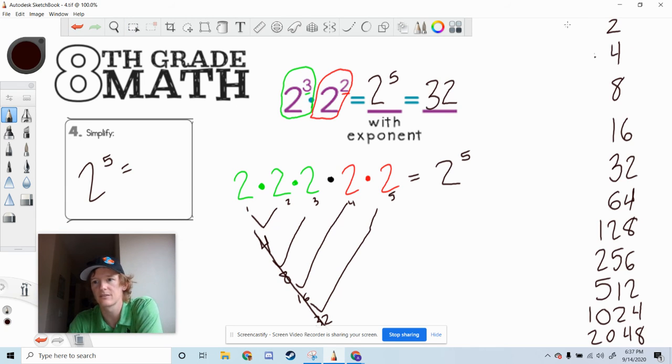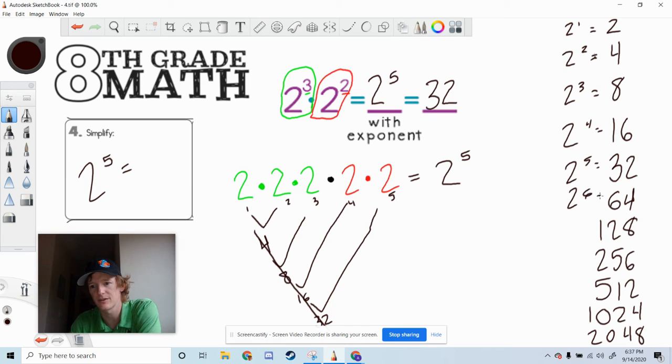You can go away. So this is 2 to the first power. This is 2 to the second power. This is 2 to the third power. This is 2 to the fourth power. 2 to the fifth power. 2 to the sixth power. 2 to the seventh power. 2 to the eighth power. 2 to the ninth power. 2 to the 10th power. And 2 to the 11th power is 2048.